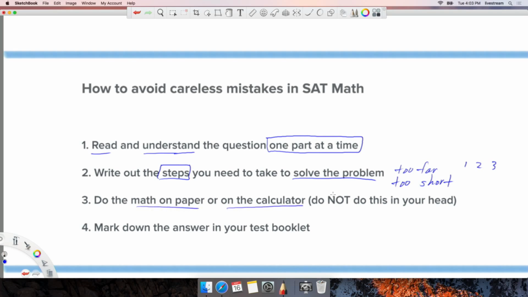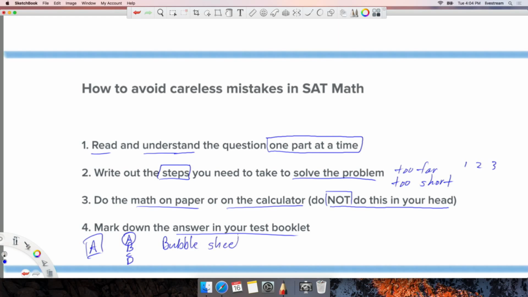Next, you really want to do the math on paper or on the calculator. And no matter how confident you might be feeling, I really discourage you from doing this in your head, as it really ups the chances that you make a careless mistake. And so put it on paper, type it out in your calculator. And then last but not least, mark down the answer in your test booklet. And so if you have A, B, C, D like this, you can circle A, or you can write out A and block it. And this is all about making sure that once you have the right answer, that answer gets to the bubble sheet.